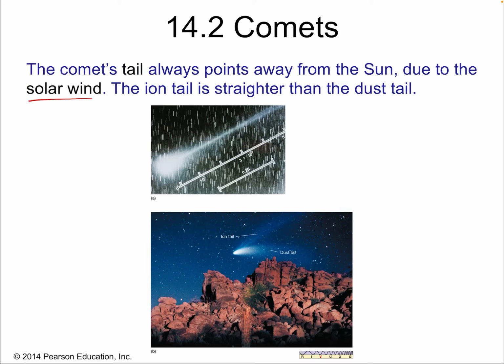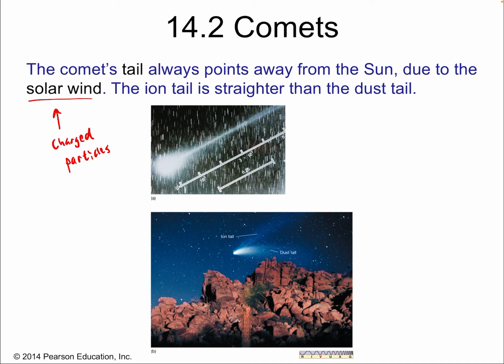The ion tail is straighter than the dust tail. Okay? Why is that? Well, because the ion tail is being pushed by the charged particles of the solar wind. So it gets pushed directly in that direction. There is an electrostatic force acting on that tail. Okay? Because the solar wind, again, is charged particles, primarily electrons, that are being accelerated away from the sun, all right, or were initially accelerated and they're traveling away from the sun.